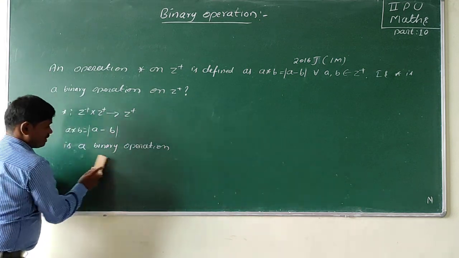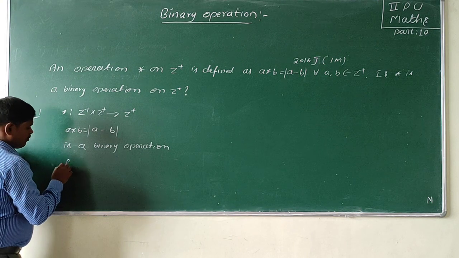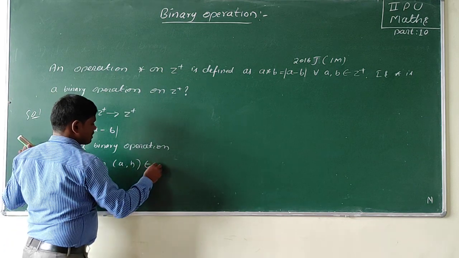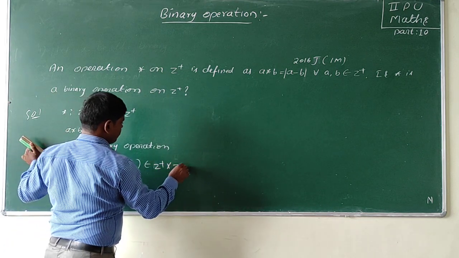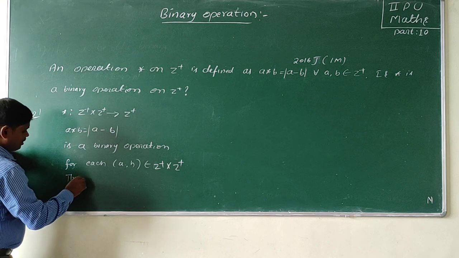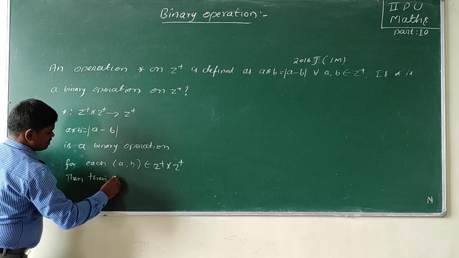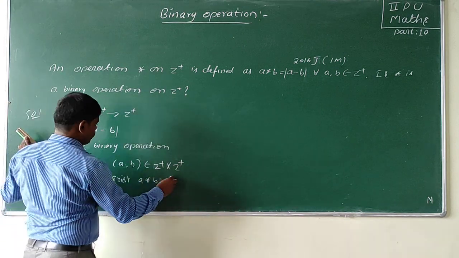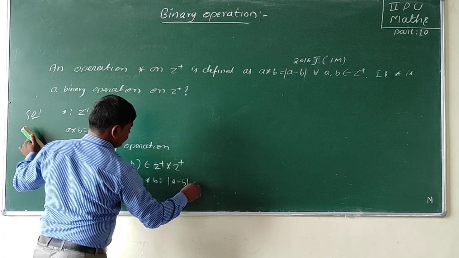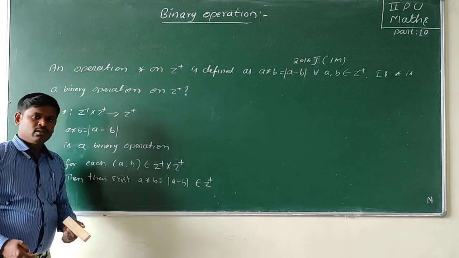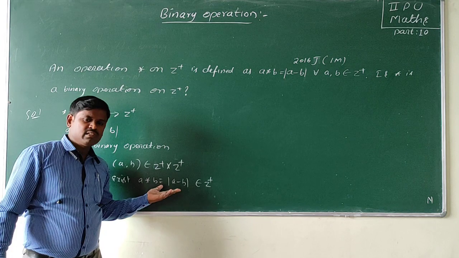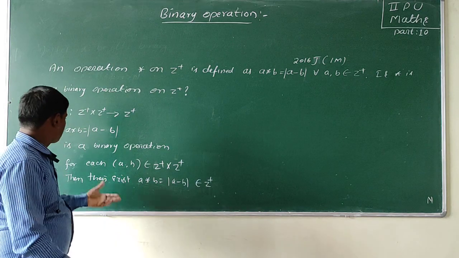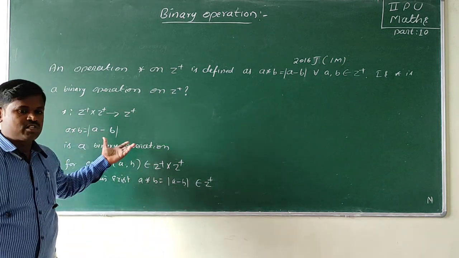By definition, for each a, b belonging to Z plus cross Z plus, there exists a star b is equal to mod a minus b, which also belongs to Z plus. So clearly, mod a minus b is again a positive number, an absolute number. Therefore, it also belongs to Z plus. So therefore, star is a binary operation. Right?